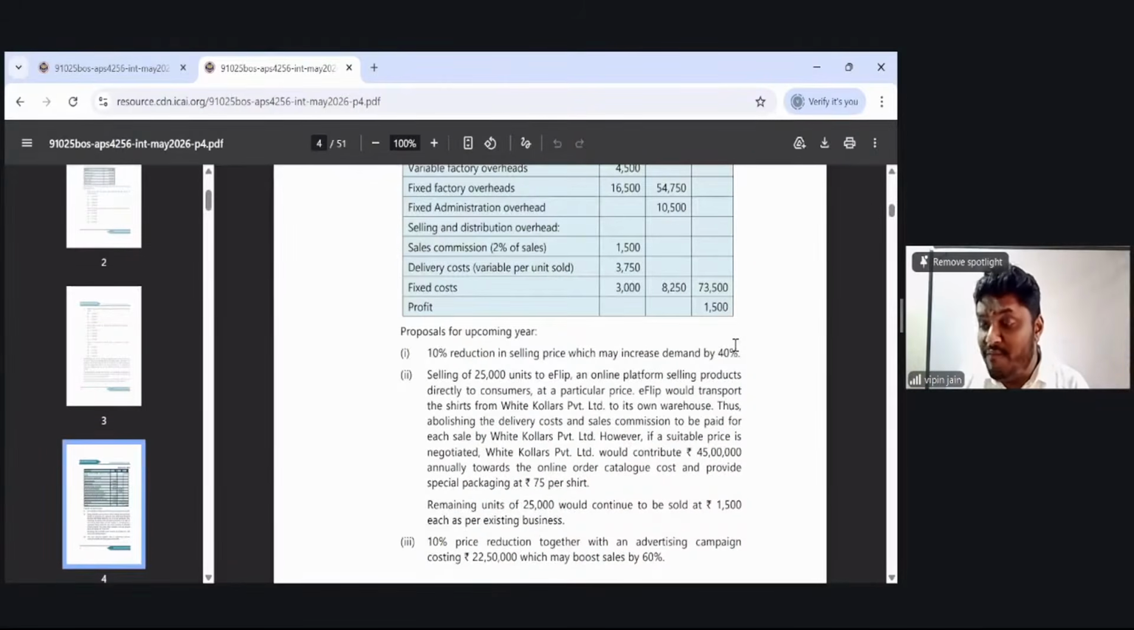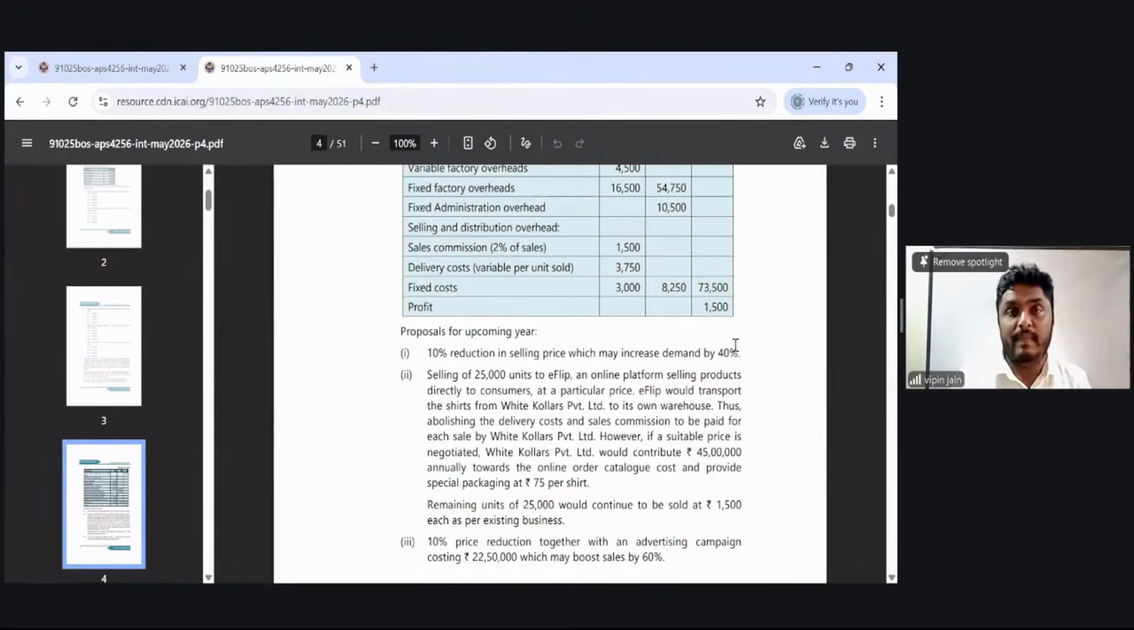However, if a suitable price is negotiated, White Collar Limited would contribute 45 lakh towards the online order catalog cost and provide special packaging at 75 rupees per shirt. So there are 2 points. First thing is what they will save, and second point is how much they will spend extra. So when talking about saving, the first thing they will be saving is the delivery cost, and second thing will be the selling commission.